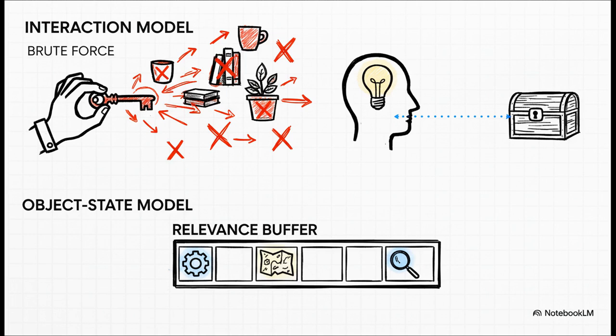Then you've got the object state model. Your inventory shouldn't just be a junk drawer. It should be the game's way of whispering in your ear, hey, pay attention to these things. It's a tool to help you focus.